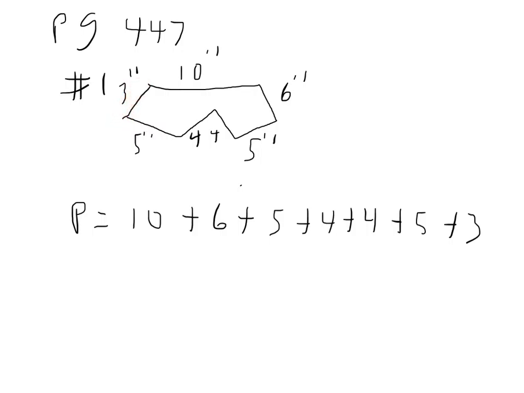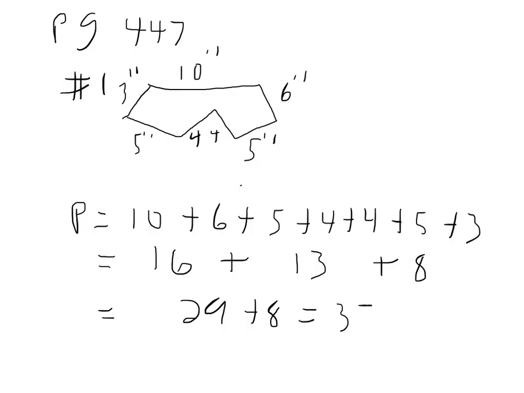Let's see. If I just add a couple of them, if I add this first pair of numbers, that'd be 16. If I add these next three numbers, that's 13. And the last two, that's 8. So that'd be 29 plus 8, or 37 inches would be the perimeter of this object.